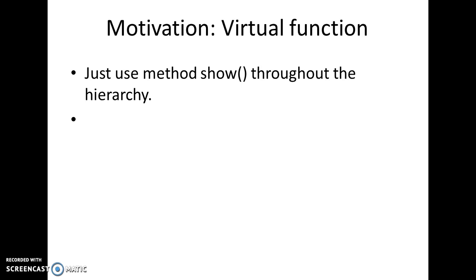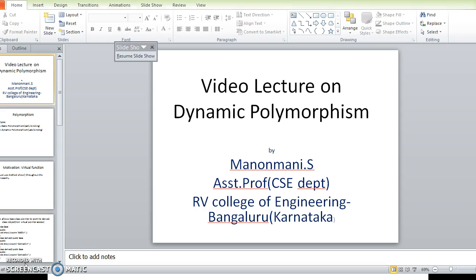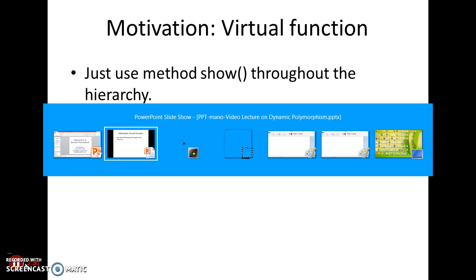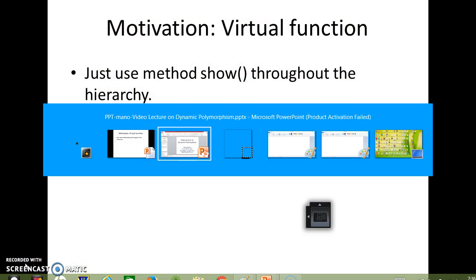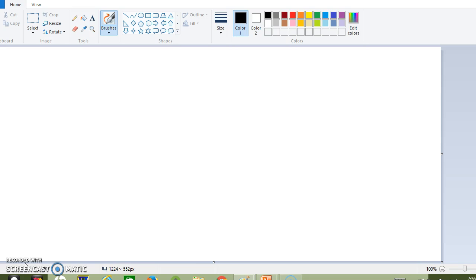What is the motivation of virtual function? We are going to use the show method throughout the hierarchy. Here we are having a base class, one base class.